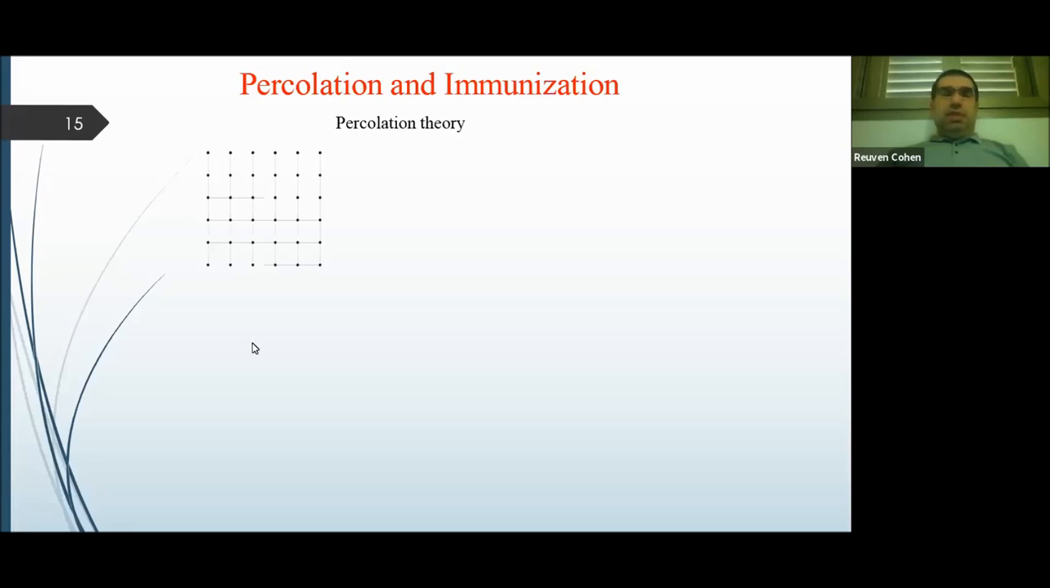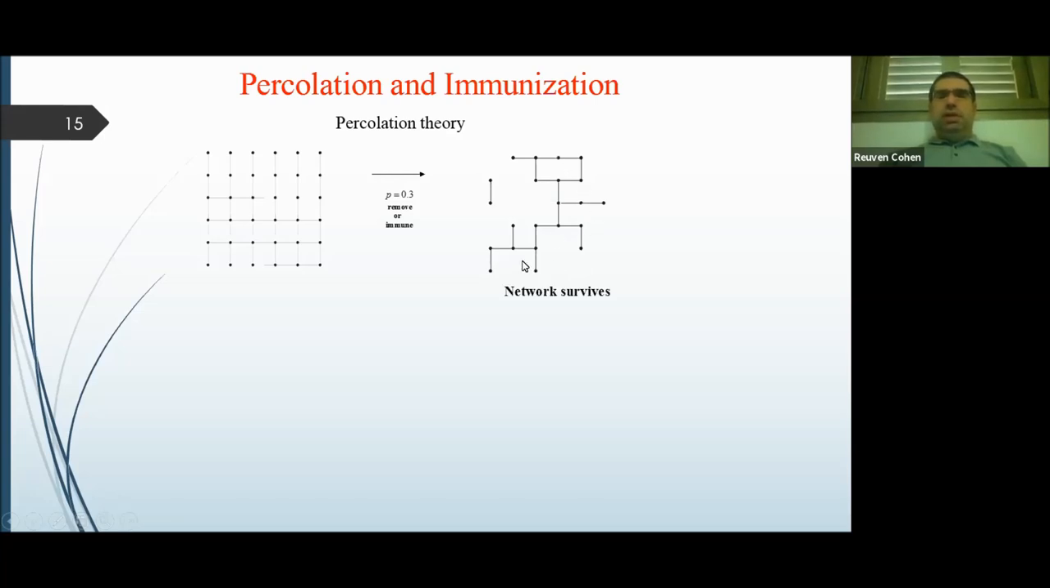So the idea is that we start with some graph. In this case, it is the grid. You cannot see the lines very well, but they are there. And then we randomly remove some fraction of the nodes, let's say 30% in this case. And as you can see, we received a network in which there are missing nodes and the edges that belong to them are also removed here, and the remaining network consists of two components. One is small, having two nodes, and the other one is pretty large. We say that the network survives because we have a large portion of the network remaining.